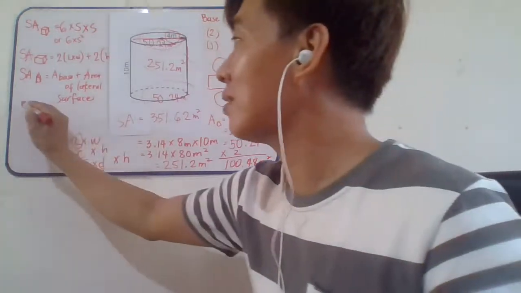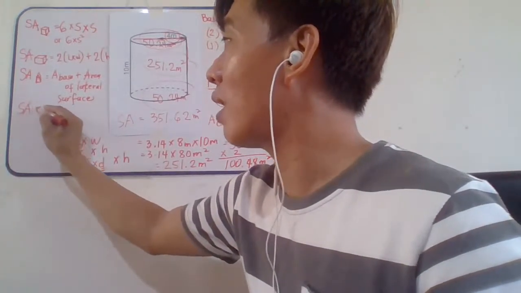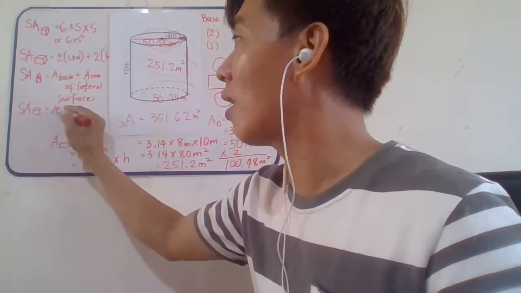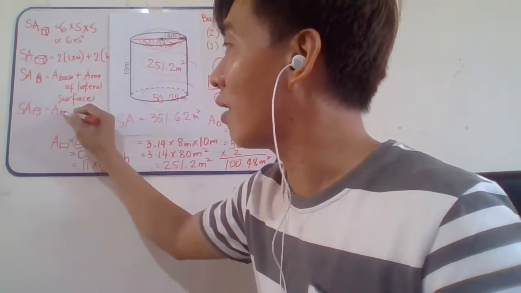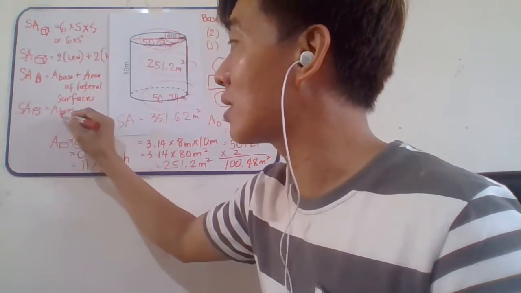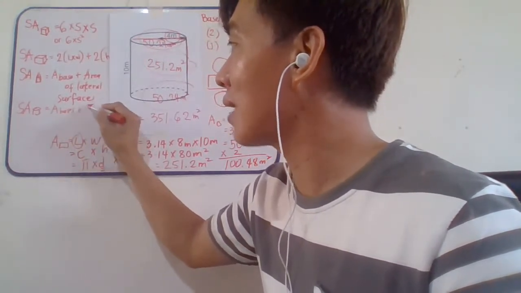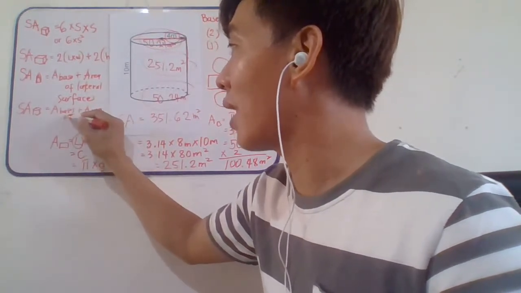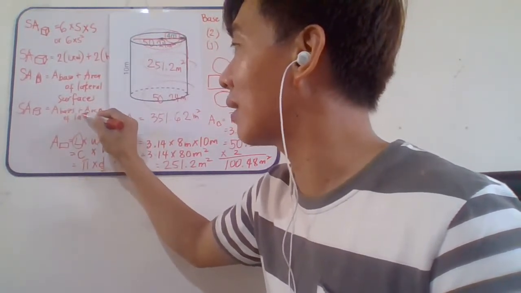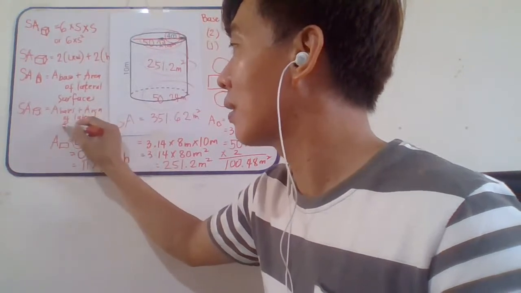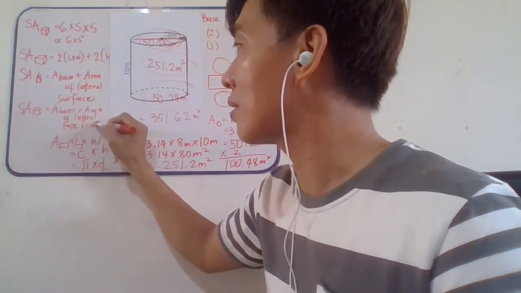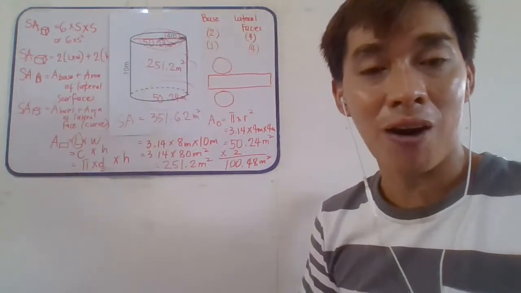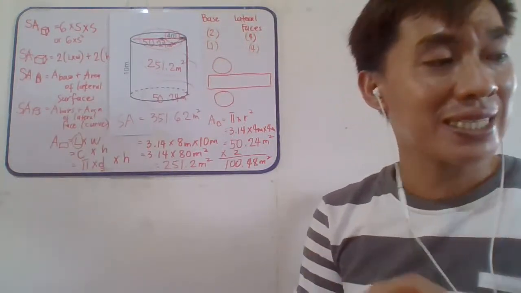So once again, to get the surface area of the cylinder, all you have to do is add the area of the bases, which are circles, plus the area of the lateral face, the curved lateral face. Okay, so that's how we get the surface area of the cylinder.